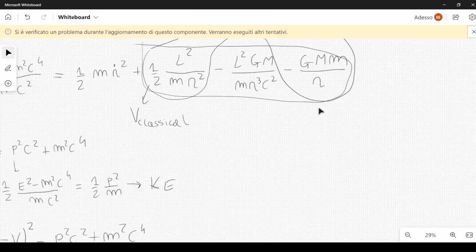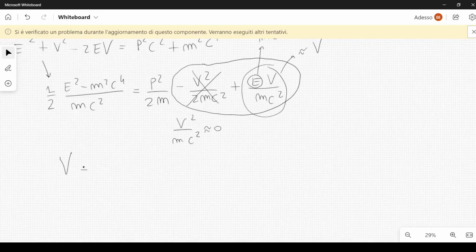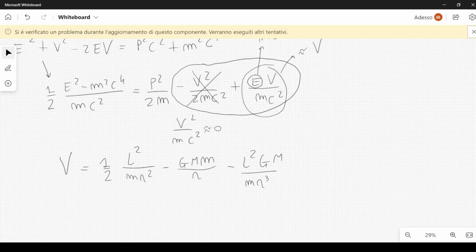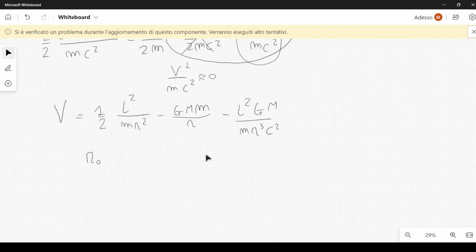We have a relativistic correction. So we have V equal to 1 half L squared divided by m r squared, minus G capital M lowercase m over r, minus L squared G M over m r cubed c squared. Now, planetary orbits are almost circular orbits. This means that the radius of the orbit is not a constant, but it is very close to r0. And r0 is such that the derivative of the potential with respect to r, evaluated at r equal to r0, is equal to 0. So it means that r0 is the radius that minimizes the potential energy.